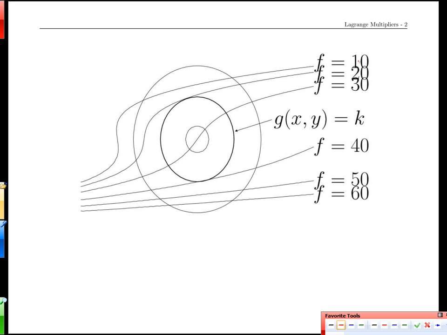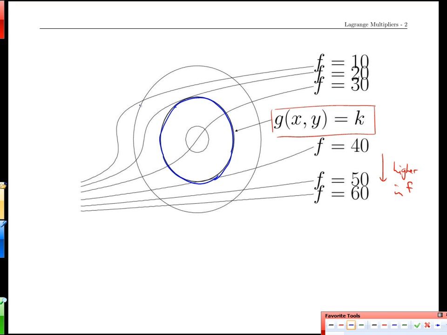Our function, which might have 10, 20, 30, 40, 50, 60, so we see these contours here, the f ones, these s-bend ones. If we consider that scenario, then if we wanted to go higher in f, we would head down towards the bottom here. That would be the optimal place to go. Here's our constraint. g of x, y is a constant. That is limiting us to only being, for this example, on this circle here.